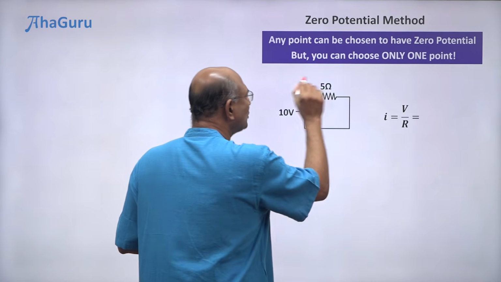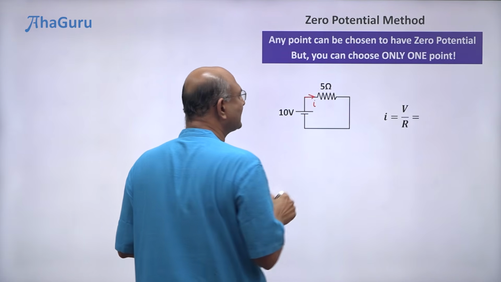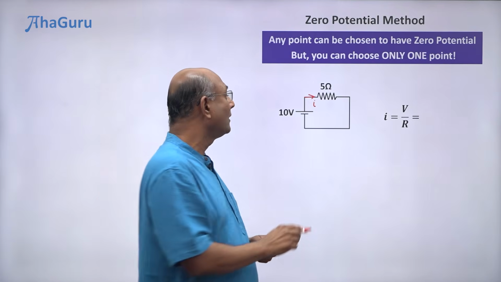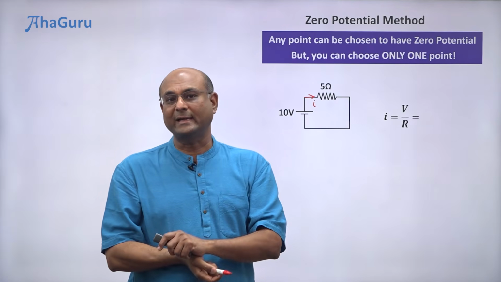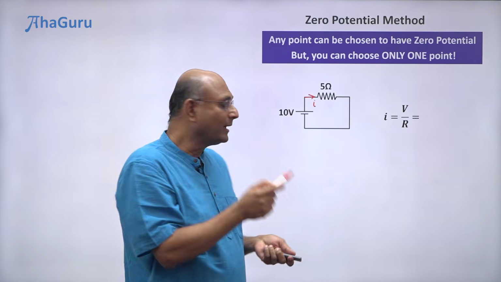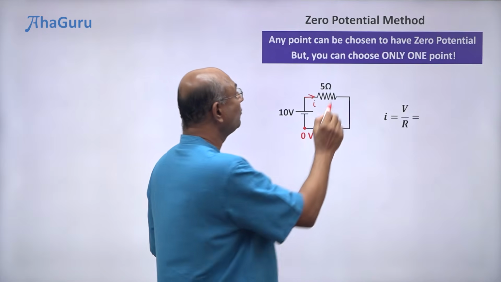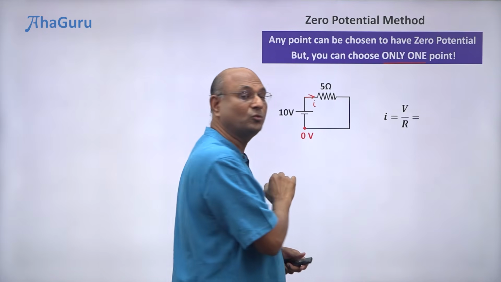So to solve this circuit, I'm going to find this current I. To solve this circuit, I'm going to choose one point as zero potential. Which point? Well, I can choose this, anywhere, right? I'm going to choose this point as zero potential. Remember, you can only choose one point. You cannot choose two points.